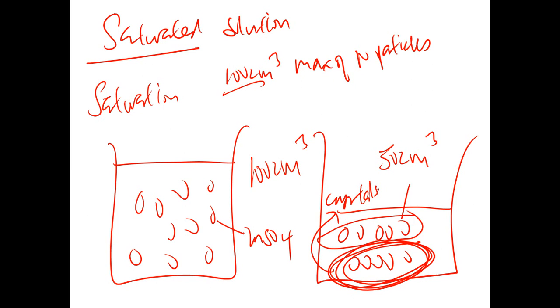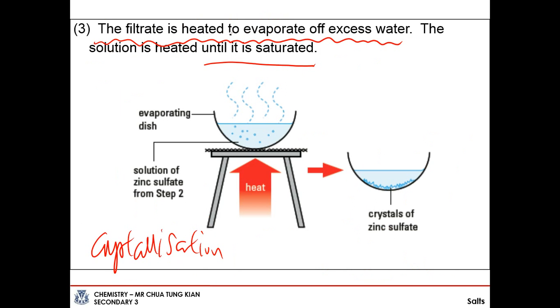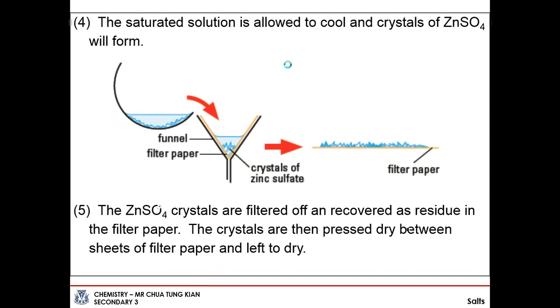So this is crystallization. Basically, we are evaporating the water off such that there will be extra salt which cannot dissolve in the new reduced volume of water. And this extra salt will come out of the solution as crystals. So this is called crystallization. We heat to evaporate off half to about 3/4 of the water until the solution is saturated, and then we leave it to cool.